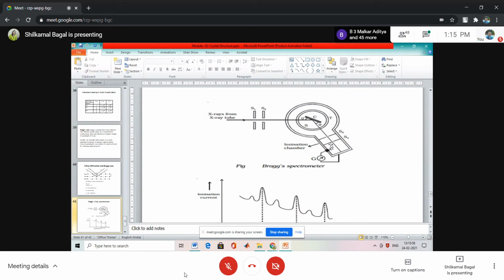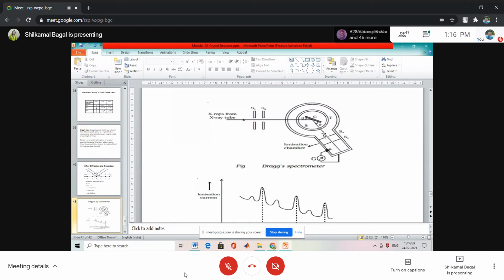Current will flow, correct. But why will current be there? For current, positive and negative ions should be there, right? Then only current will be there. See, when X-rays pass through the gas, they ionize the gas. Ionization means the positive and negative ions separate in the gas, and due to that, positive ions go towards the negative electrode, negative ions go towards the positive electrode, and this galvanometer will show the current.